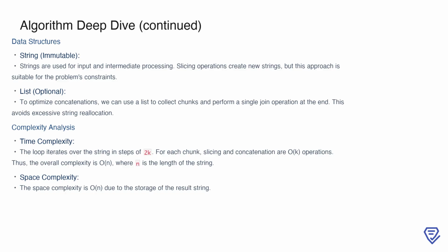For each chunk, slicing and concatenation are O(k) operations. As a result, the overall time complexity is O(n), where n is the length of the string. The space complexity is also O(n), due to the storage required for the result string. This combination of linear time and space complexity ensures that the algorithm is efficient and scalable for large input sizes.